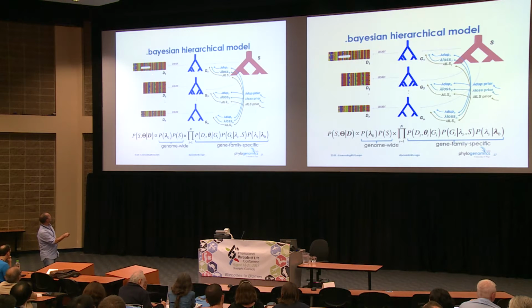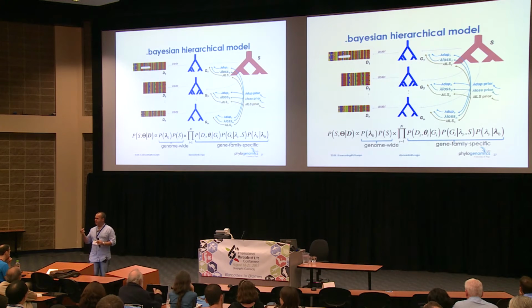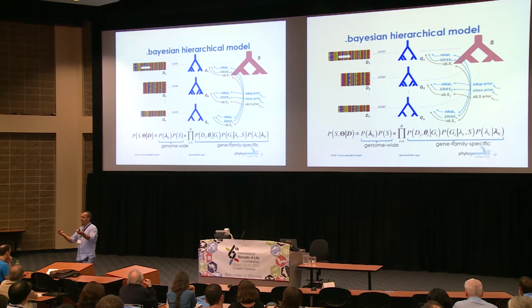This is a hierarchical model, so we have some parameters, some penalties for having many duplications, many incomplete lineage sortings, and so on, genome-wide, and then we can also control independently each gene family. So for this gene family, lineage sorting can be very important. For this, duplication is important. For the other, HGT is important. Our model takes that into consideration.